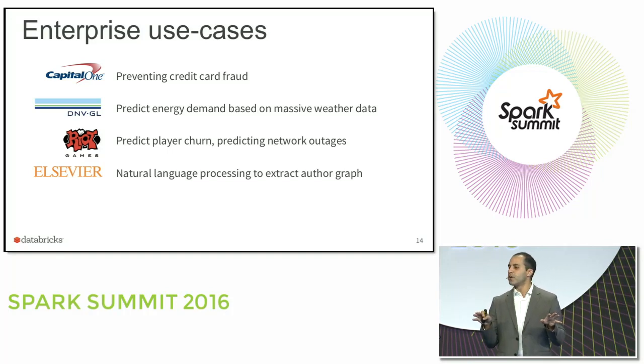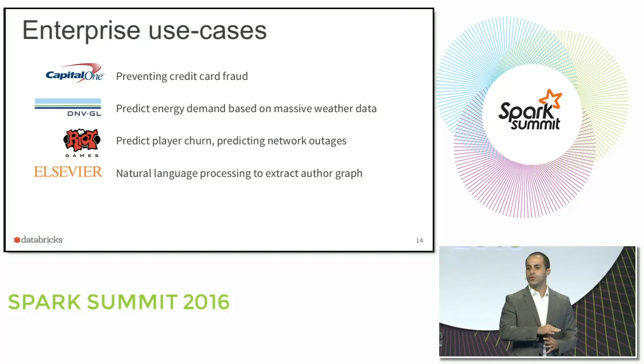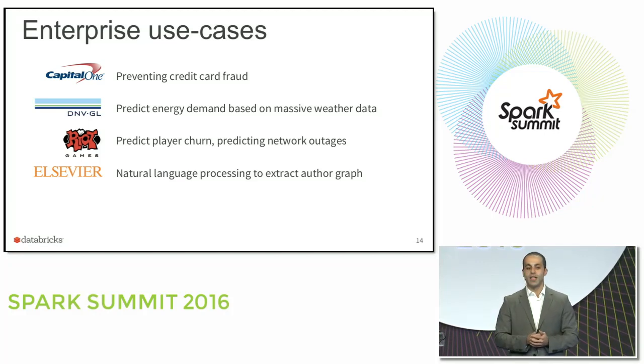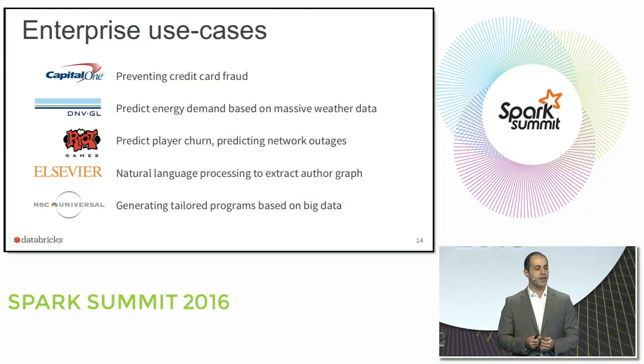uses natural language processing. So this is NLP on all the articles that they have, and it can figure out author graphs, who's authoring what with who, and that way you can get a recommendation on articles that you've never read. And finally, NBC Universal can generate tailored programs based on data that they have on what people view and ratings of programs.